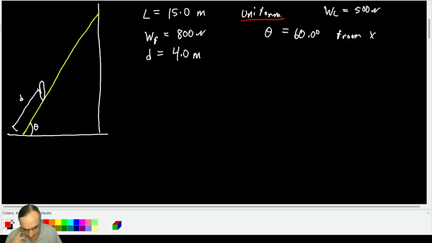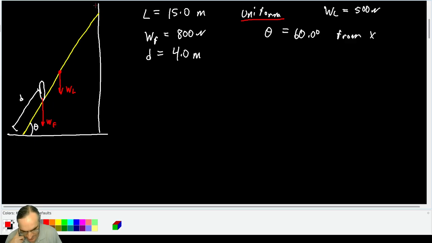Well, it's uniform. That means we find the midway point, and the weight of the ladder will act from there. The firefighter is standing on the ladder. They'll be supported by a normal force due to the ladder, but that means the normal force due to the ladder and the weight of the firefighter must be the same thing. So we'll have the weight of the firefighter. Actually, it's longer. I should draw it properly. Will be right here.